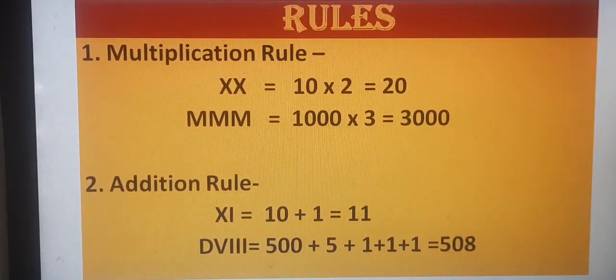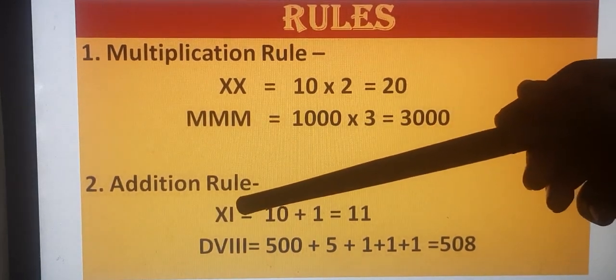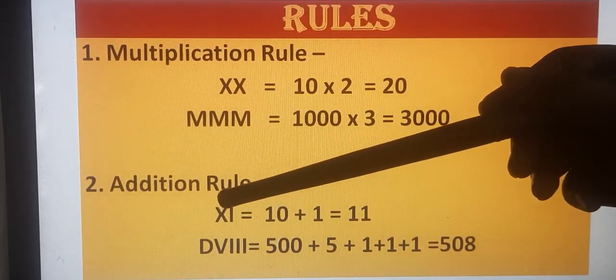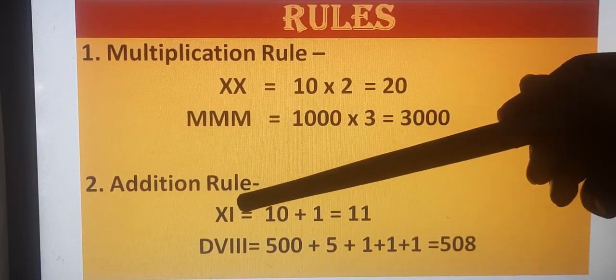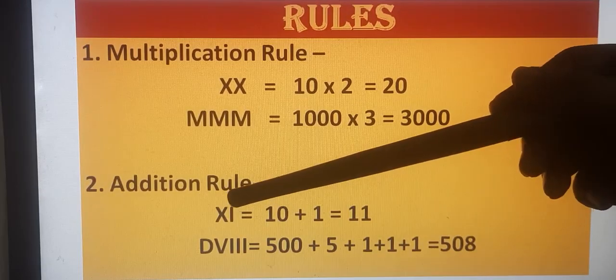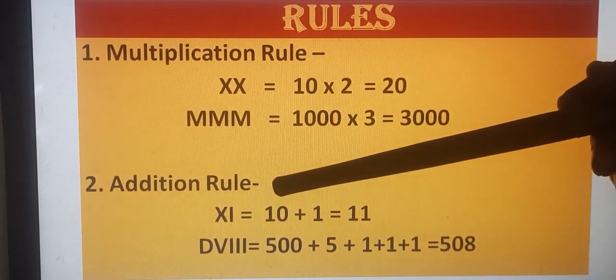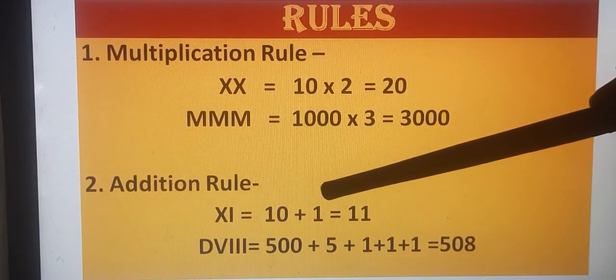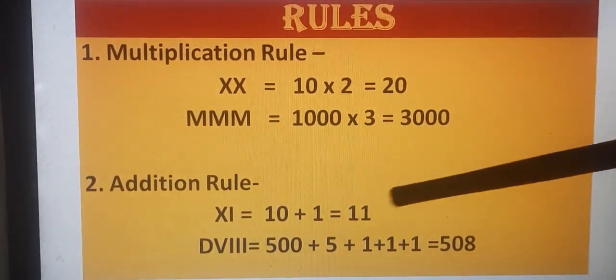Second rule is the addition rule. When a smaller number is written on the right of the larger number, the smaller number is added to the larger number. Look here, XI. The smaller number is 1. It is written to the right of the larger number. X is a larger number because its value is 10. I is smaller, its value is 1. As the smaller is written to the right of the larger number, the smaller number is added to the larger number. So 10 plus 1, the answer is 11.